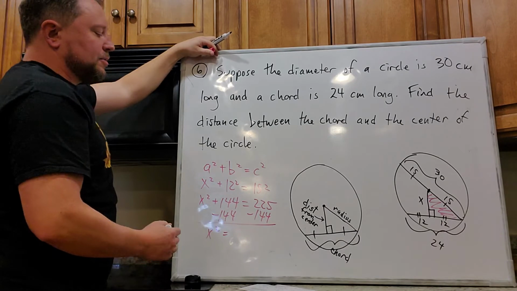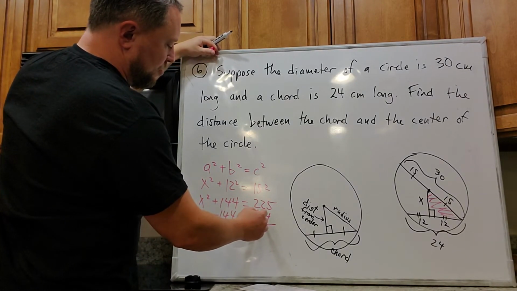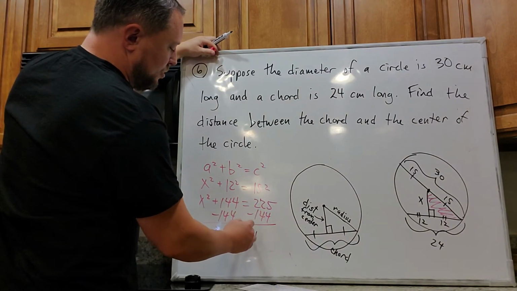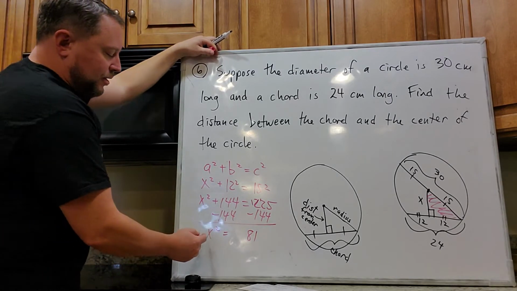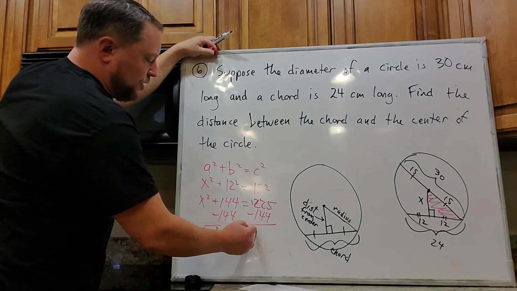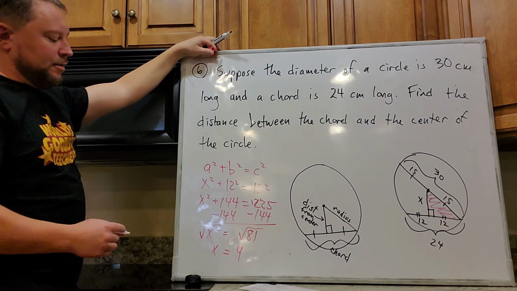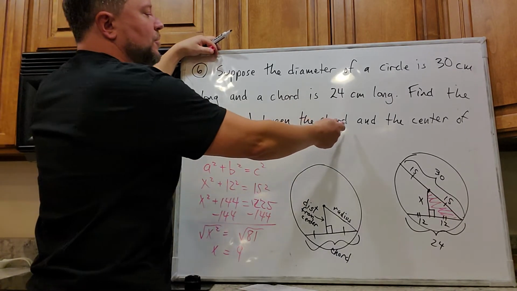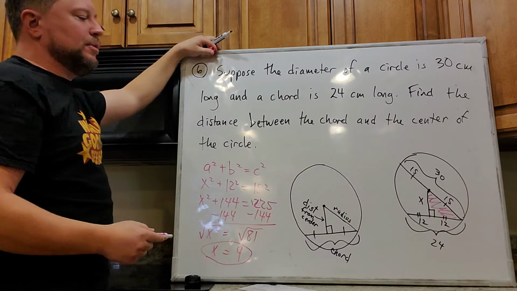So I'm left with x squared equals, let's see, 81. Well, that's convenient. When we go to do the square root of 81, of course, you get a nice whole number of 9. So there's our x. That's our distance from the chord to the center of the circle. So that's our final answer on this one as well.